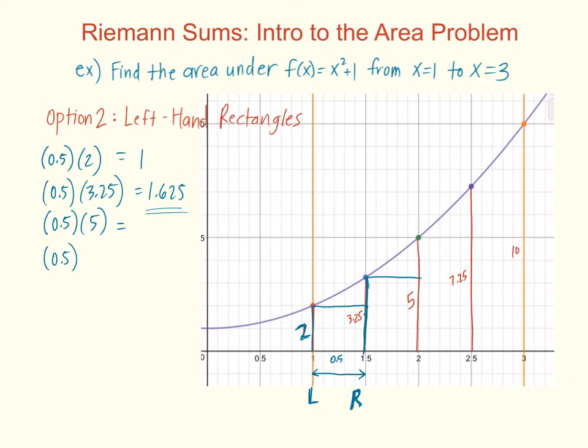My fourth rectangle, there was my third one, 0.5 times 5. My fourth one is 0.5 times 7.25. So if I add those together, I'm going to get 1 plus 1.625 plus 2.5 plus 3.625 and get a total of 8.75. So again, this is an underestimate. This is my next shot at summing up this area under the curve, but it's underestimating by this much.